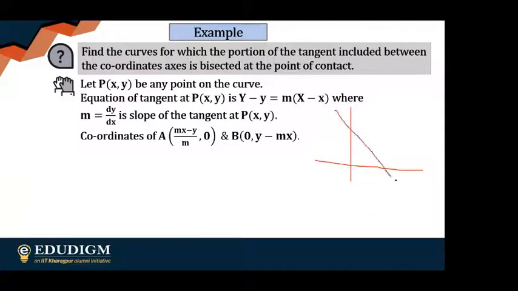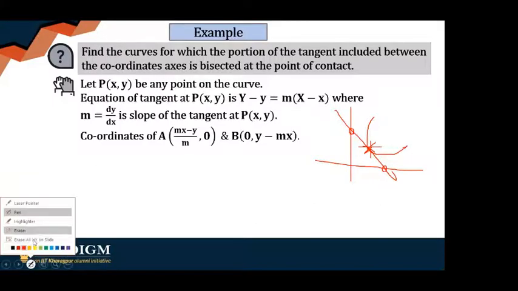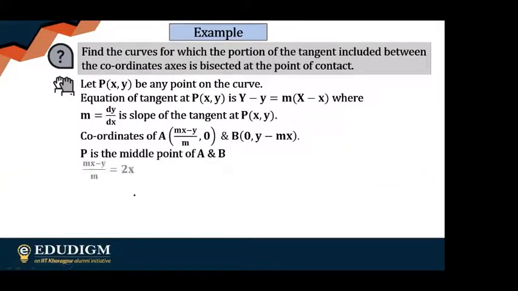Alright? So we have got these two points. What is the next thing? It's getting bisected at the point of contact. So what is the point of contact here? This is actually x comma y. All right. The point of contact, it's the middle point. So this plus this divided by 2 is actually x. So this is what I'm using here. You can use the other part as well, but it can be the same thing.